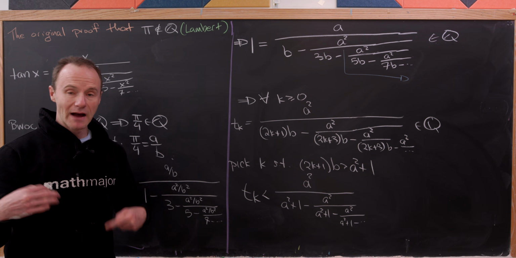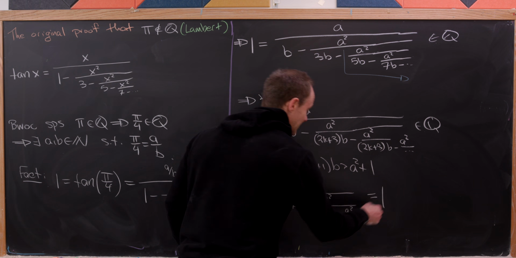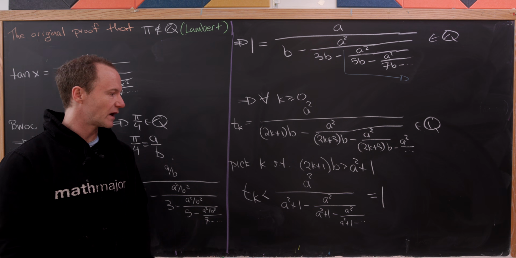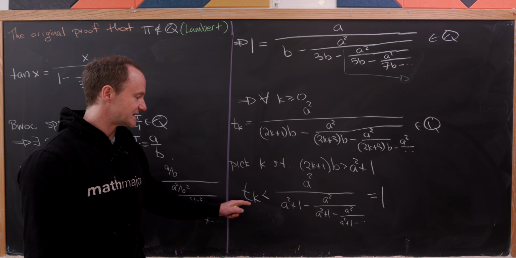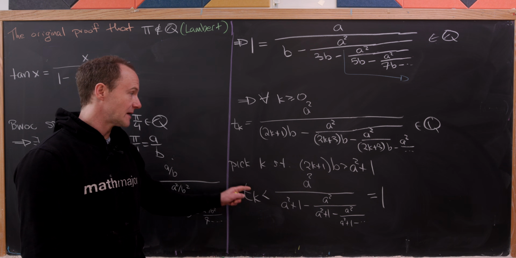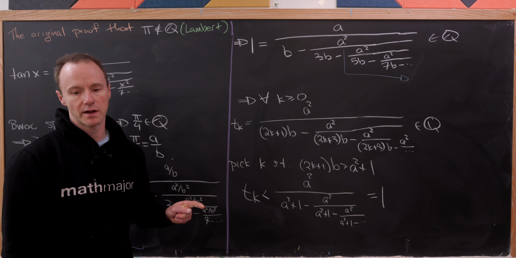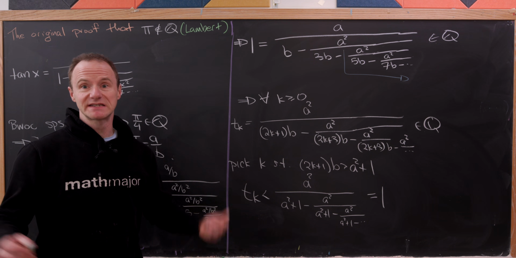But now I'm going to leave it as a little homework exercise to check that in fact this continued fraction cancels down pretty quickly to the number 1. So what that tells us is that we can find a k so that this tk number is less than 1. Now that brings us almost all the way to the end of the proof, so let's see the final steps.